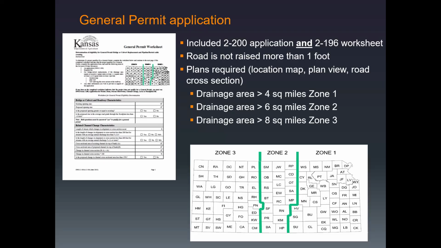So if you're in zone 1 and the drainage area is 2 square miles and you know you need a permit and it's a general permit, all you have to do is send us the location, send us the application and this 2-196, no plans, and we can get you a permit within 7 days.